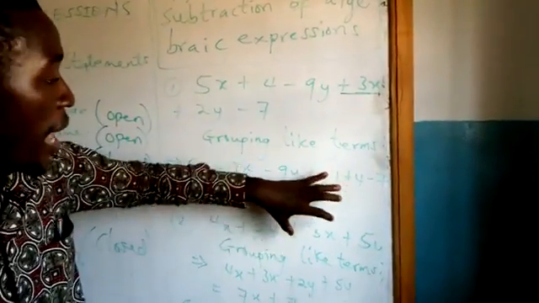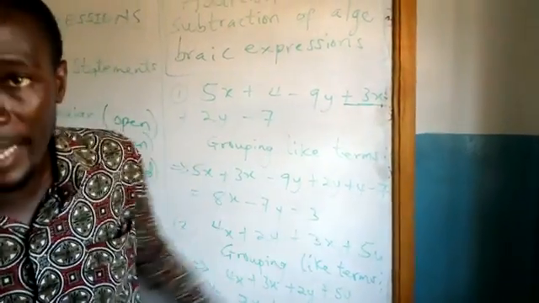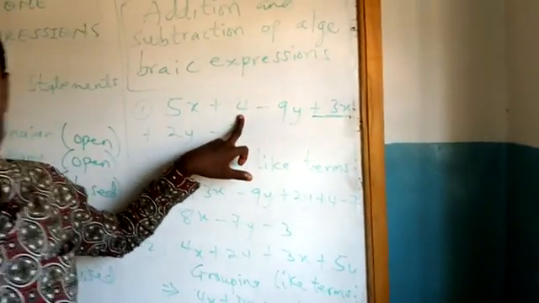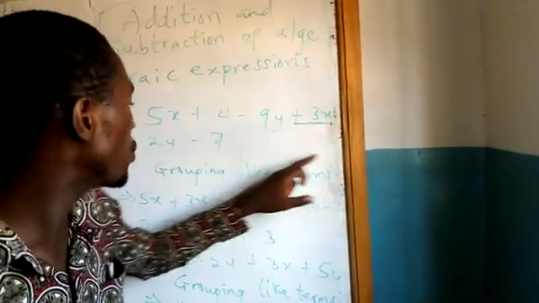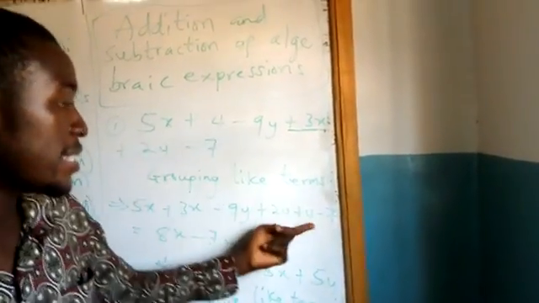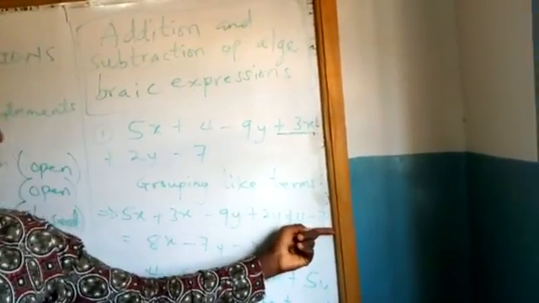After grouping the y terms with the y terms, we now move on to the constants, the ones that have no variable. We have 4 here, which is a constant. As we look through, we realize that we also have 7. The 4 is positive, so it must go along with its operational sign. Then the 7 too must carry its sign along, as you can see here.